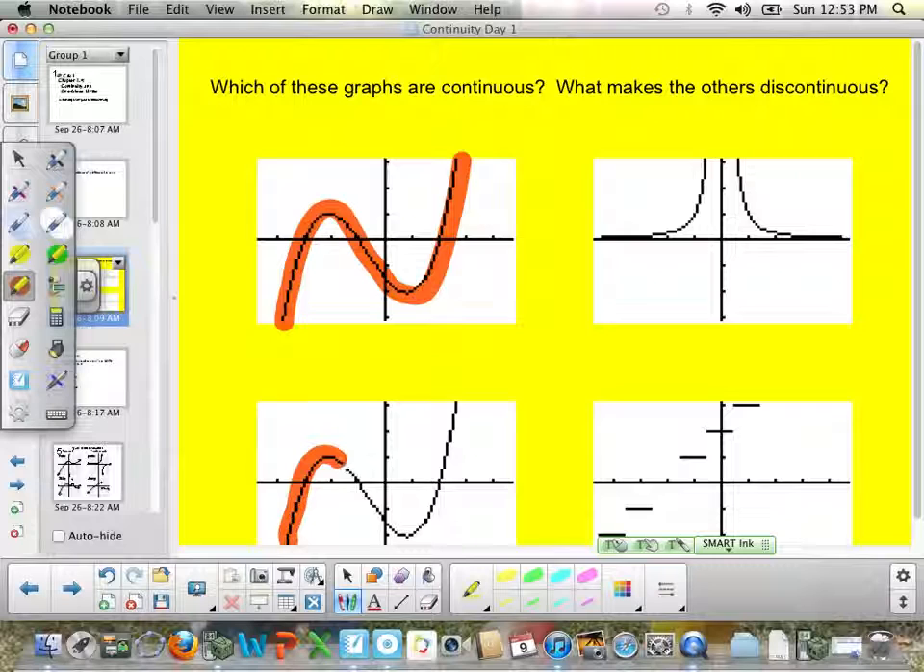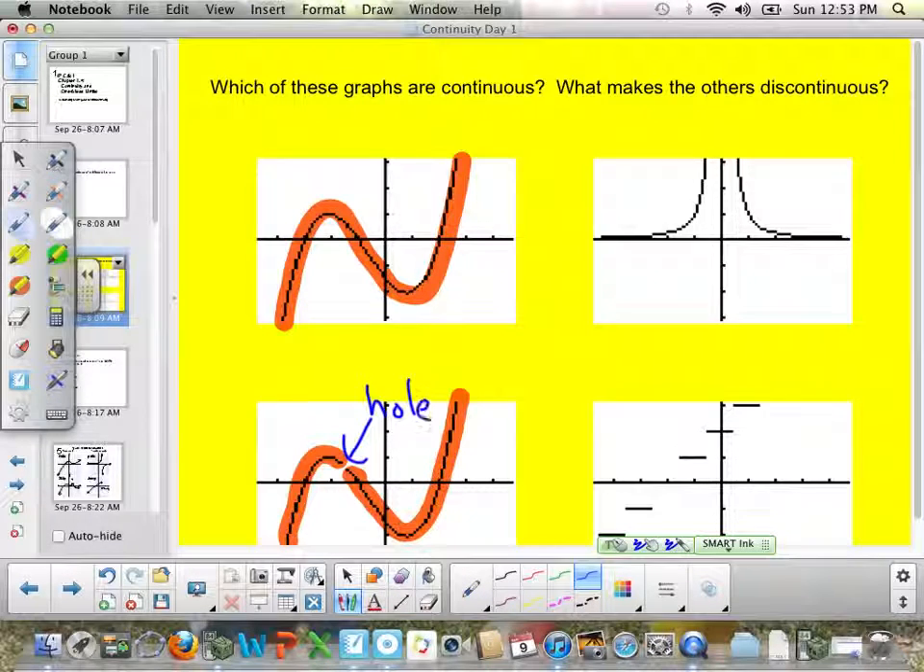If I move down from there, the lower left-hand graph, and I start drawing, I will get right here, and there is a gap. I'll have to pick up my pen to continue drawing the graph. So this one is discontinuous at that point. And what makes it discontinuous is it has a hole right here. So it is discontinuous because of that hole.